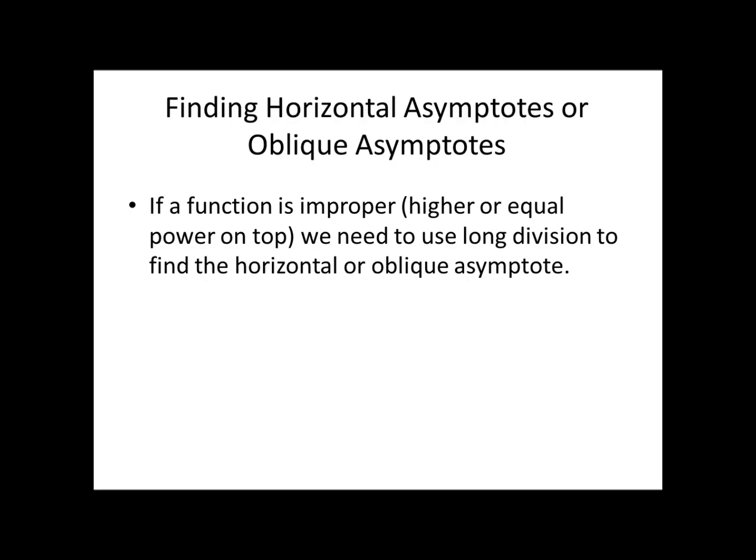Well, what if it isn't a proper rational function? What if it's improper? That means that the power on top is higher than or equal to the power on bottom. We need to actually use long division to find the horizontal or oblique asymptotes. Again, a graph can have either horizontal or oblique asymptotes. It's not going to have both.